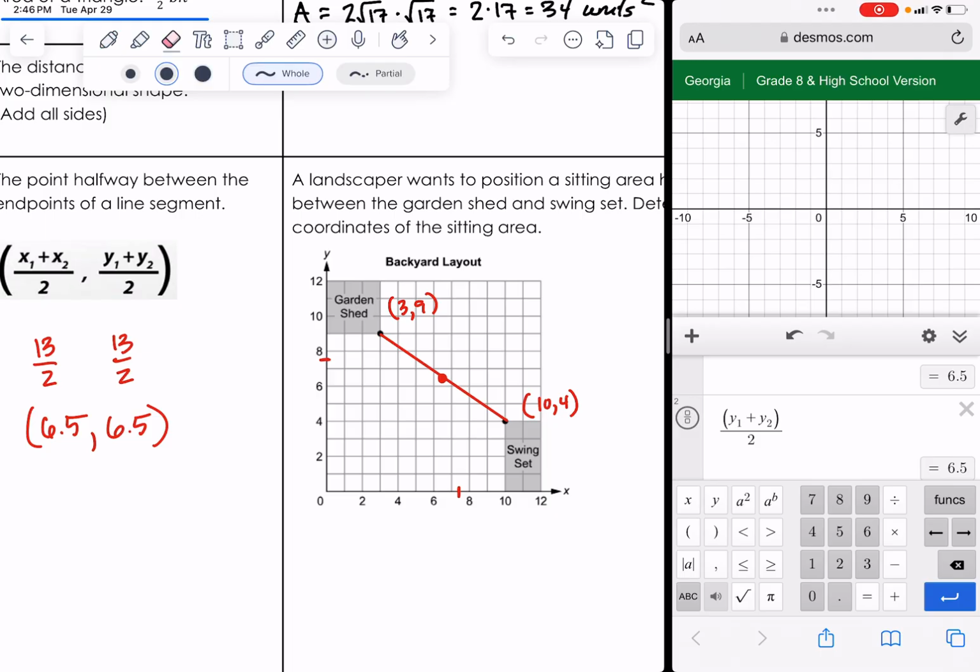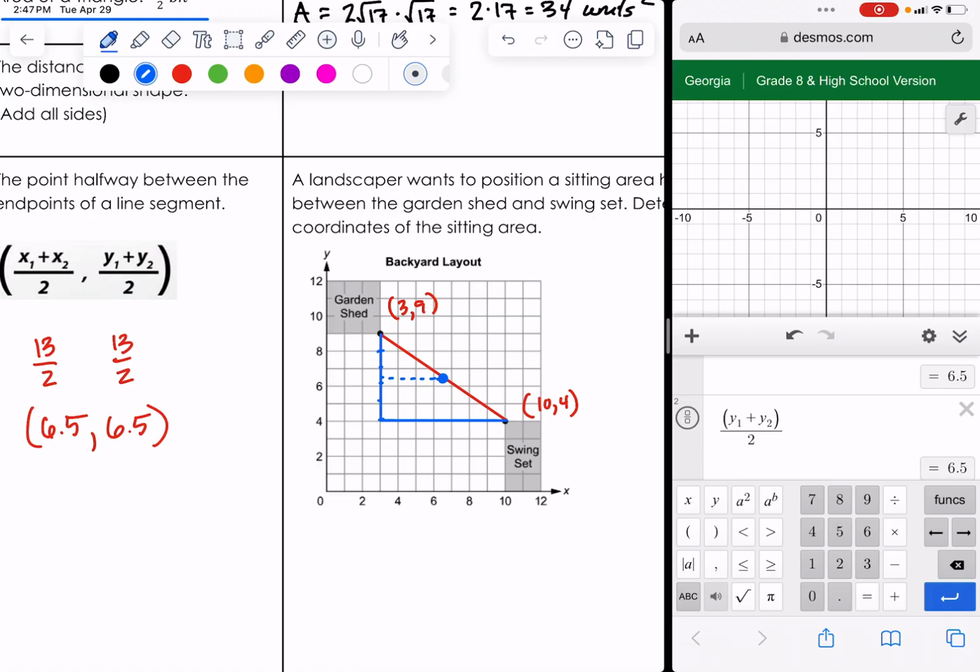When we have an image and we want the halfway point, we can just draw this line between them, turn it into a right triangle, and then count the distance. We got 1, 2, 3, 4, 5. Half of 5 is 2.5. So there is our midpoint right there at 6.5, 6.5.